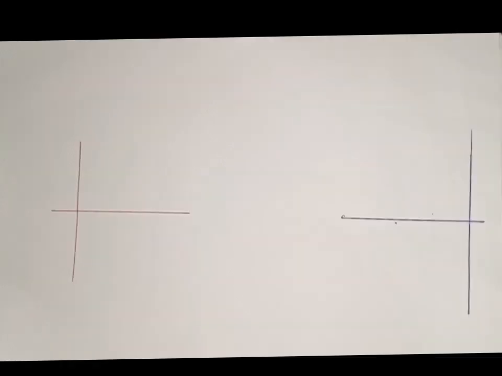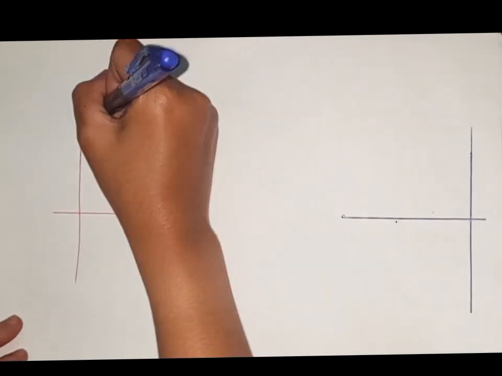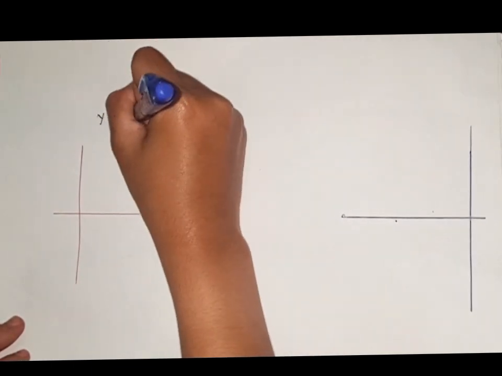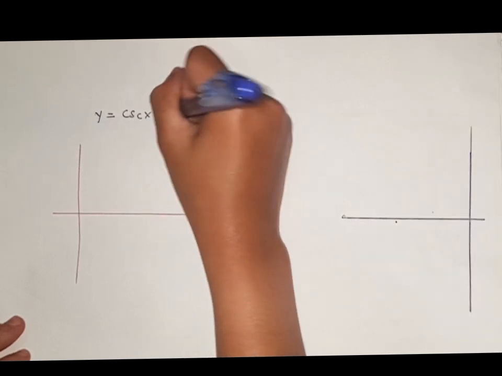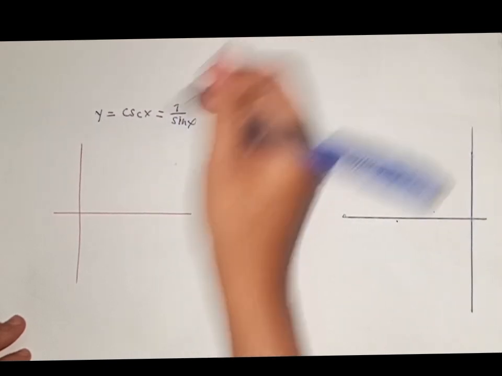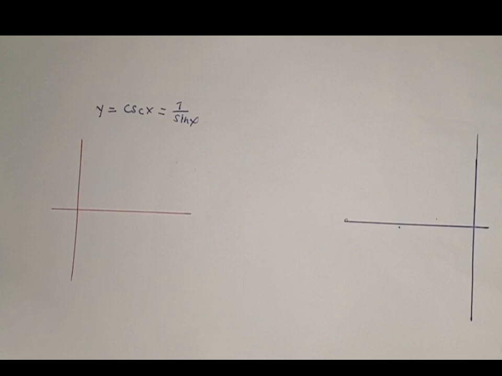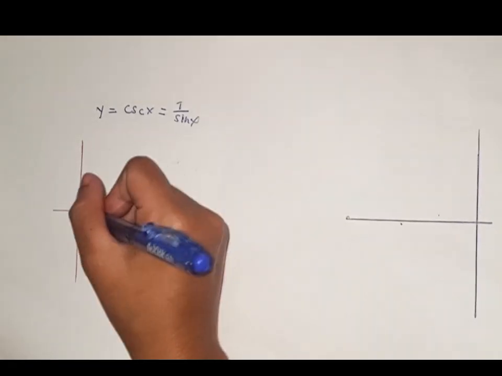So now, we will graph the cosecant and secant functions. The cosecant function is defined as the reciprocal of sine, which means that y equals cosecant of x equals 1 over sine of x. Since cosecant is a reciprocal of sine, we can use the graph of sine as a reference.